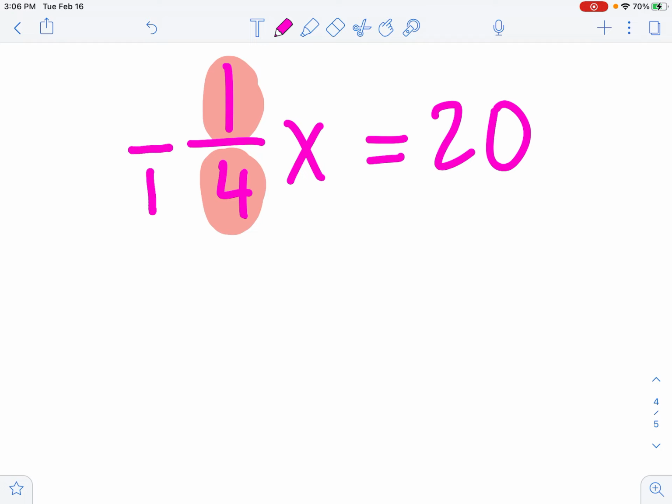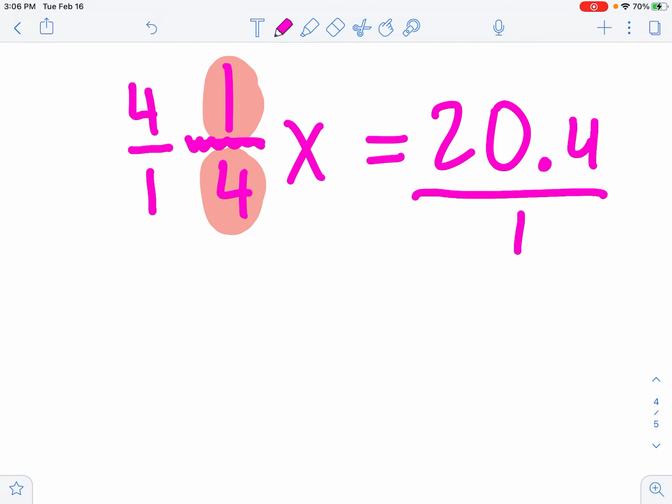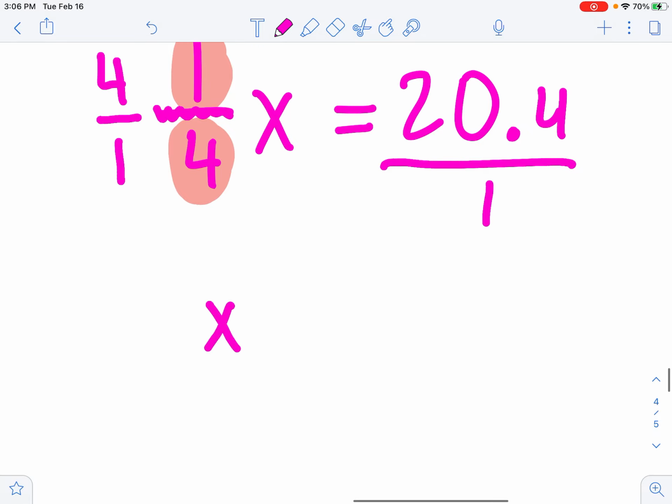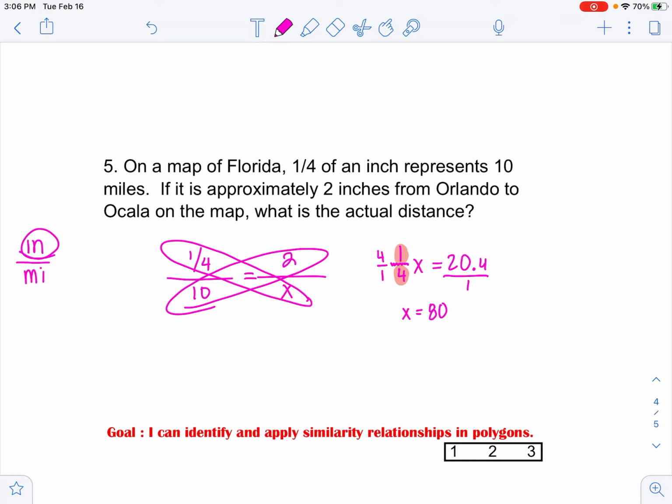I know that this means times 1 divided by 4. So to get rid of the times 1, I have to divide by 1, which is going to give me the same answer. But to get rid of the divided by 4, I have to multiply by 4. So I'm going to multiply this by 4 and divide it by 1. So I get x equals 80. So 80, and then I look for my unit. It was in my denominator, so 80 miles.